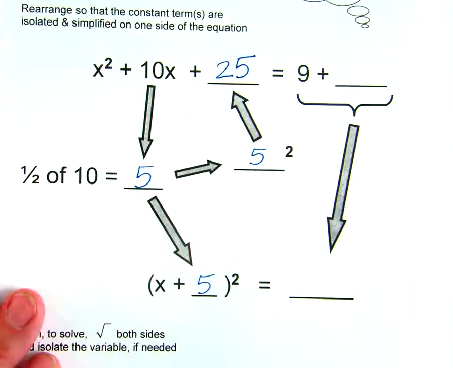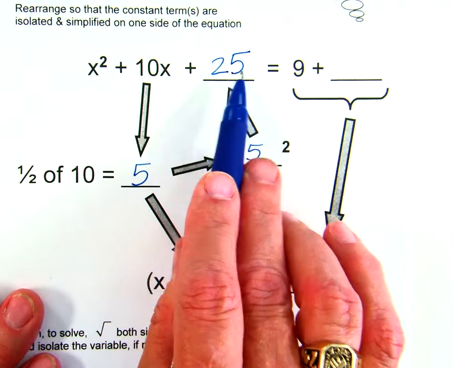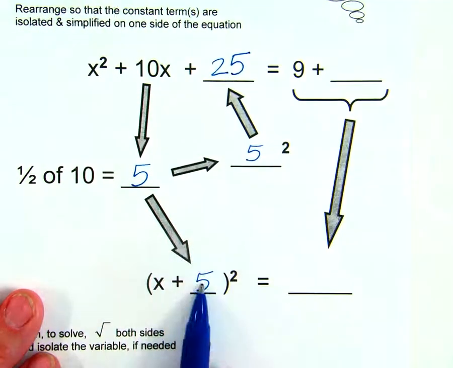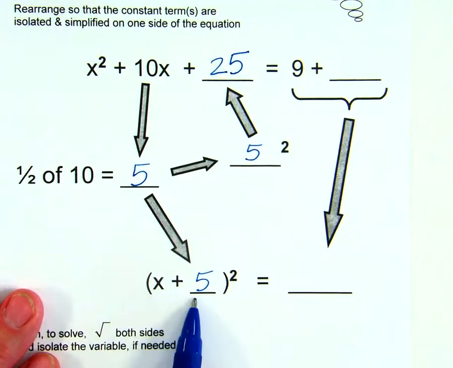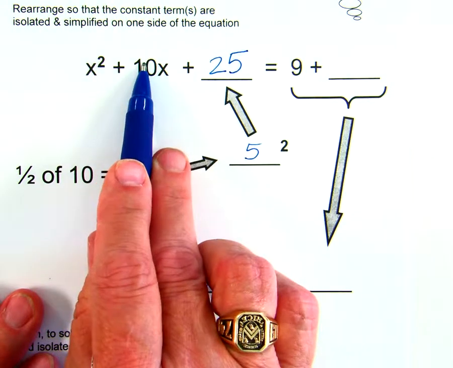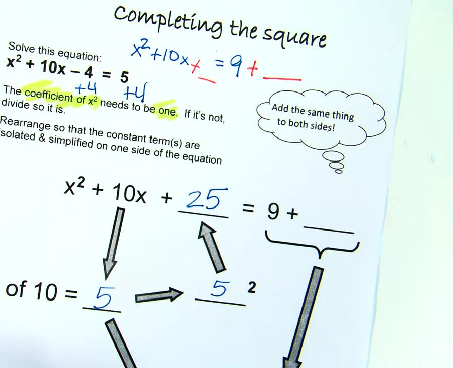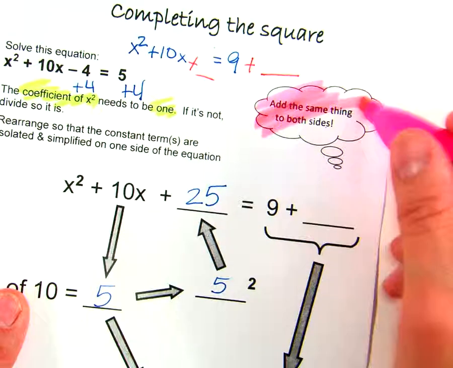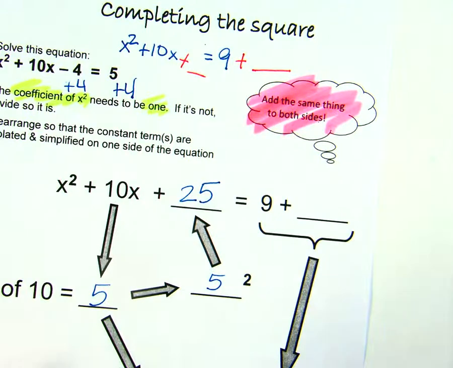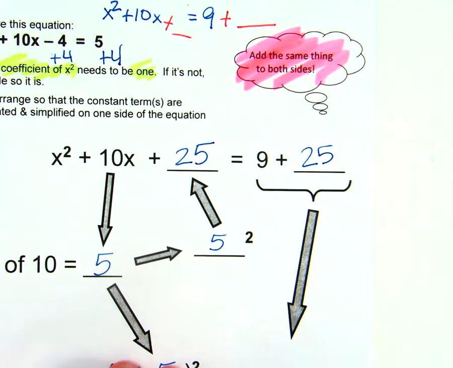So x plus 5 quantity squared equals x squared plus 10x plus 25. The plus 25 has to be here, or it doesn't equal x plus 5 quantity squared. When I expand this out, multiply it out, this is what I get. But wait, I must add the same thing to both sides of the equation. I added 25 to the left. I must also add 25 to the right to keep them equal. Otherwise, they're not equal anymore.